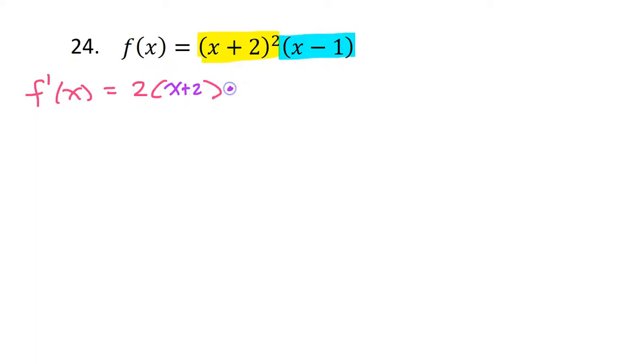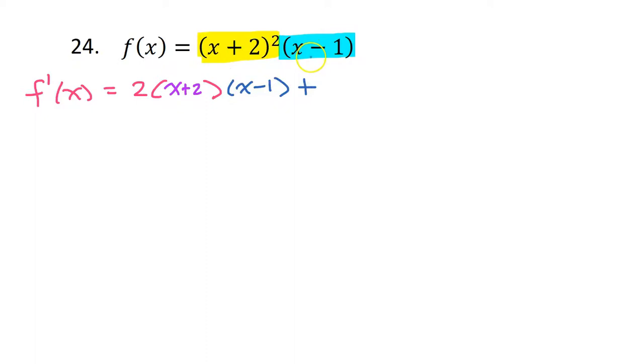Normally we would now do the chain rule and multiply by the derivative of the inner function. But in this case that's just 1, so we don't need to write that down. So there's the derivative of the first factor. You leave the second factor alone. So I write x minus 1 and then plus.